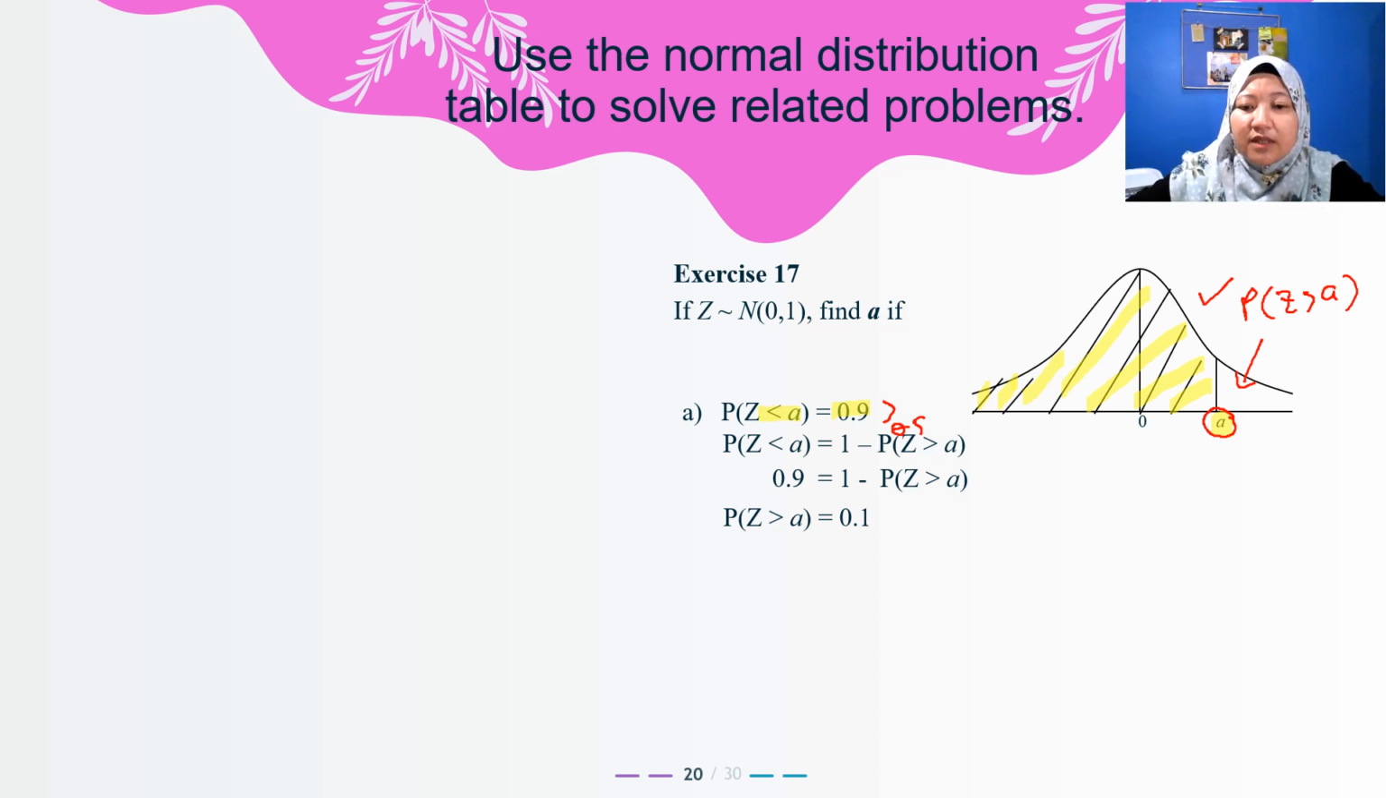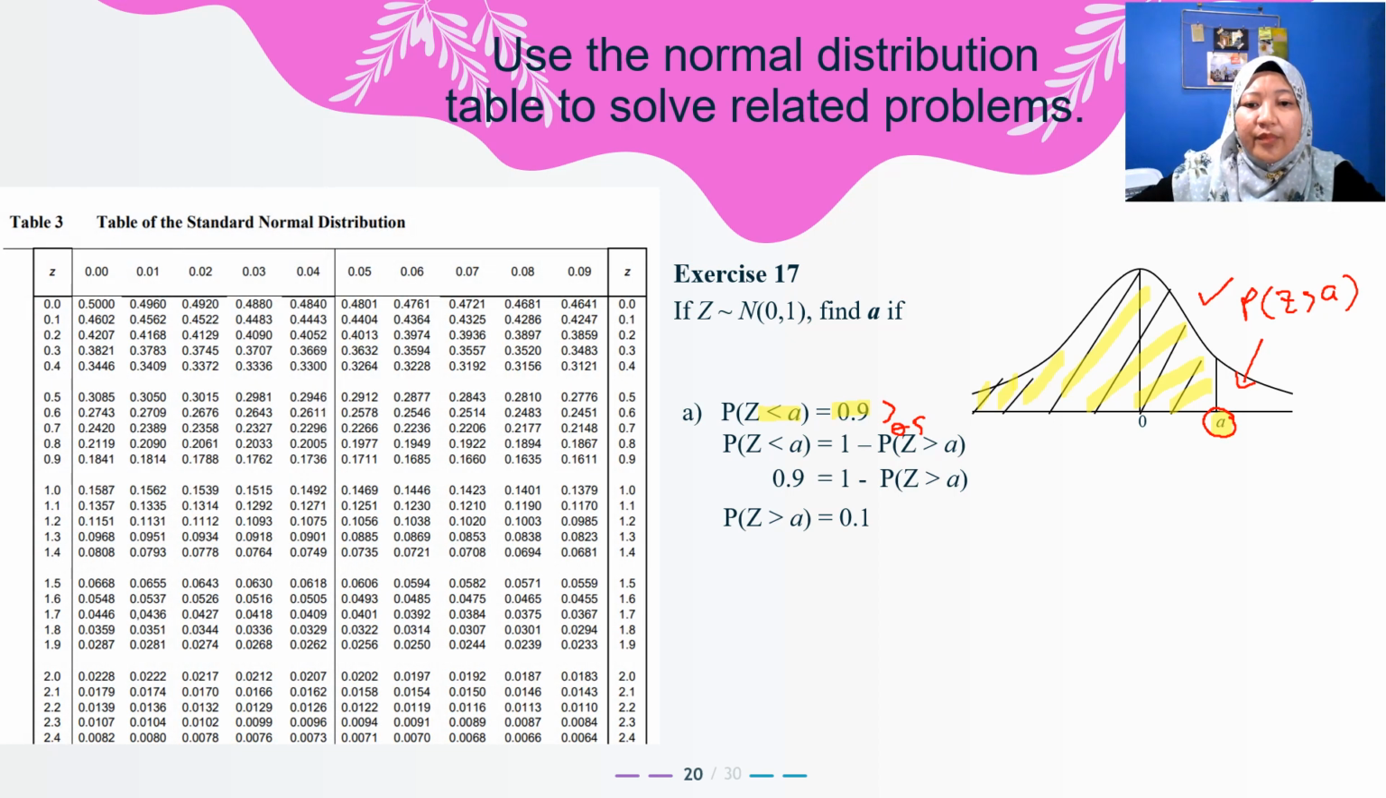So from the table, okay, yang ini adalah nilai probability. Okay, dan nilai ni adalah berada dalam kawasan ni. So, kita kena cari 0.1. Kena cari yang mana paling hampir dengan 0.1. Okay, di sini ada 0.1003. Jadi, kita akan ambil ini sebagai 0.1.